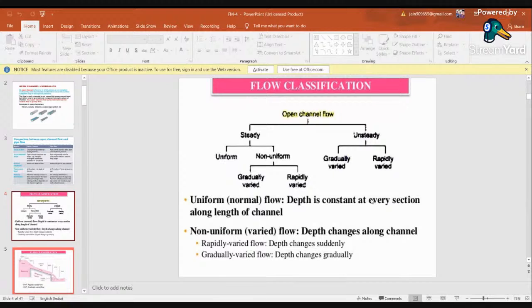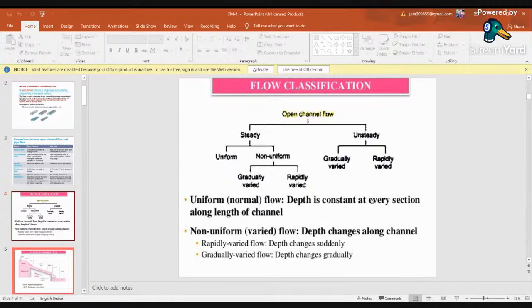Non-uniform flows are again classified as gradually varied flow and rapidly varied flow. Now the uniform flow, or normal flow, is the simplest form, having a constant depth at every section along the length of the channel. And when the depth changes along the length of the channel, the flow is classified as unsteady flow or non-uniform flow or varied flow. Again, varied flow has two types, that is the RVF and the GVF profile. RVF is the rapidly varying flow profile and GVF is the gradually varying flow profile.